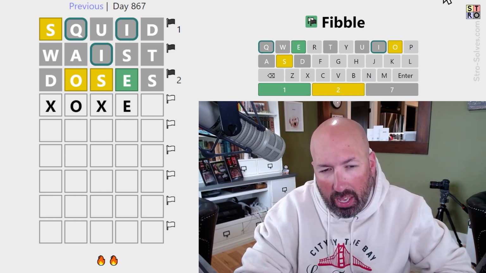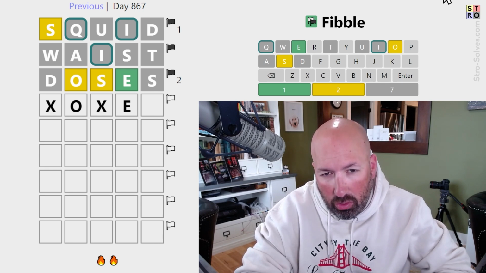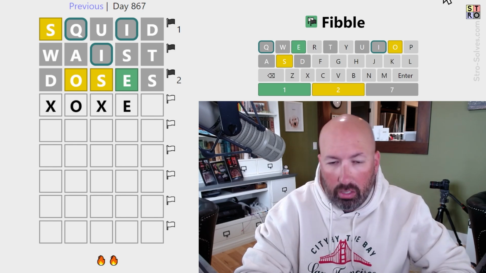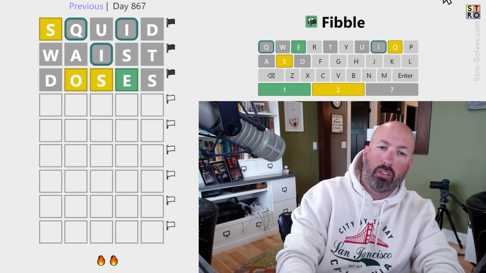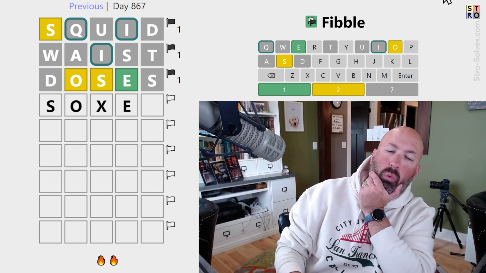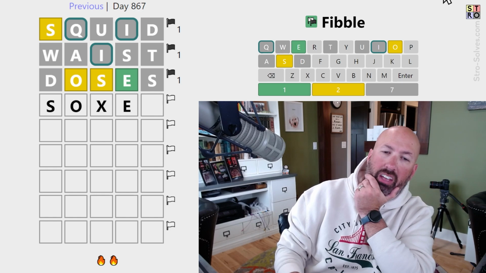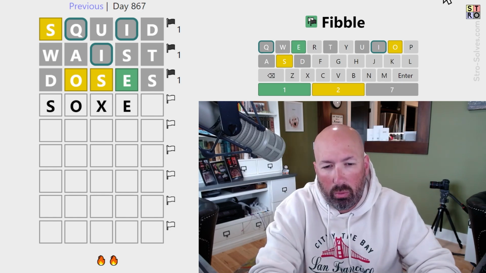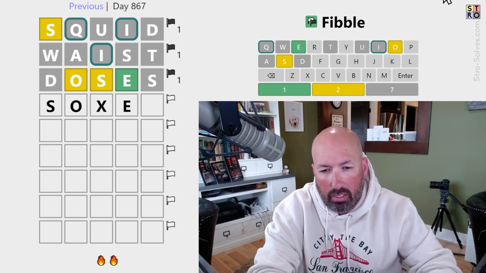Well, the S would have to be true, but the gray S would also have to be true. So the S would have to be first, which is possible. It would make it the lie on the first one. It would make it the lie in waste as well. So that's possible if we use new letters. Otherwise, what would we use there though?